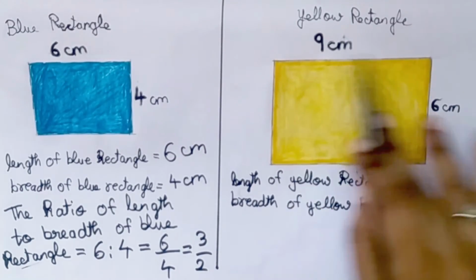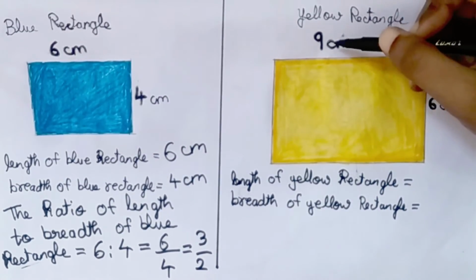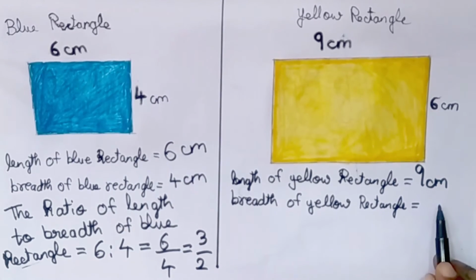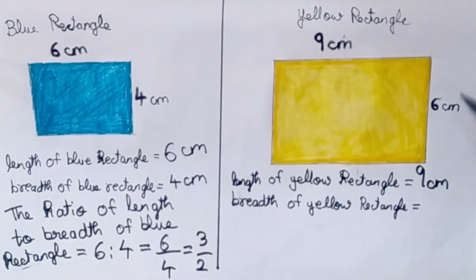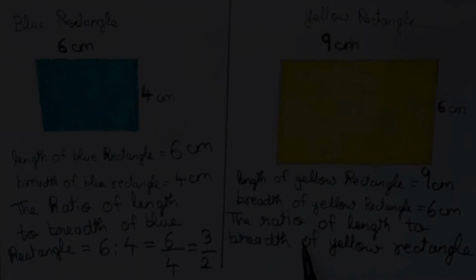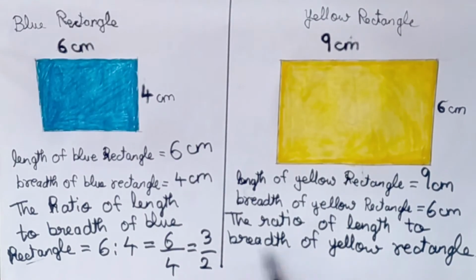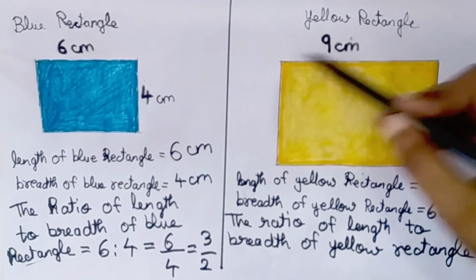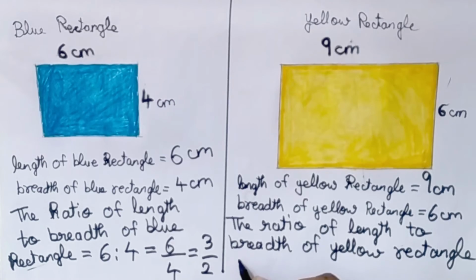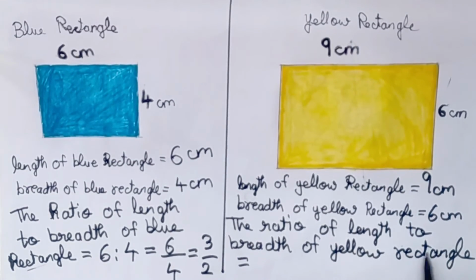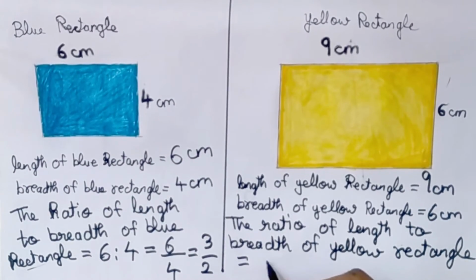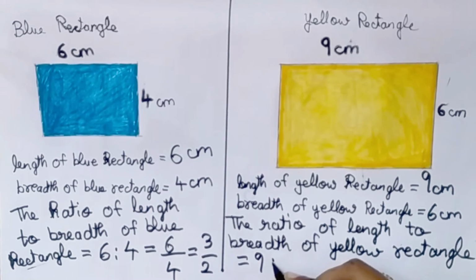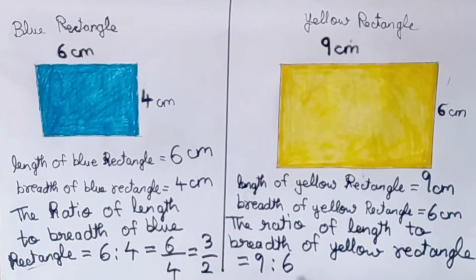Similarly we will find the ratio for the yellow rectangle. Here the length is 9 centimeter and the breadth is 6 centimeter. The ratio of length to breadth of the yellow rectangle: length is given first, so we write length first, 9 is to, now the breadth is 6. So the ratio is 9 is to 6.